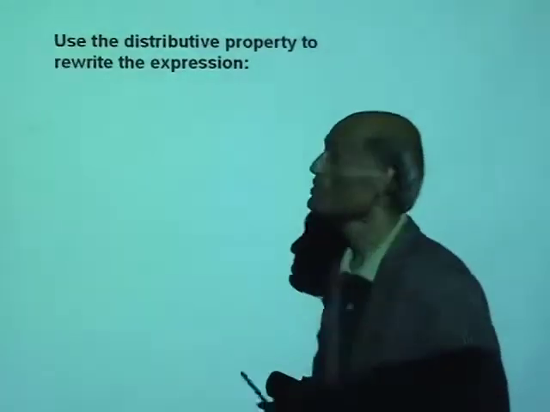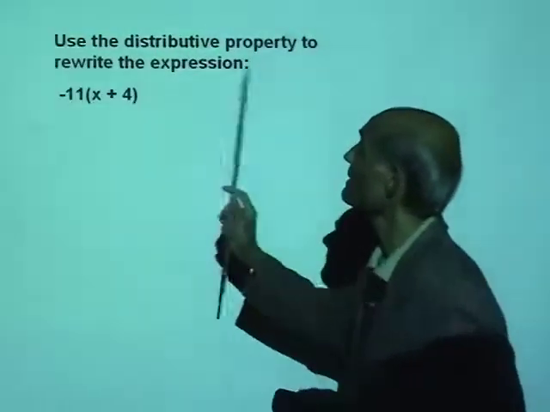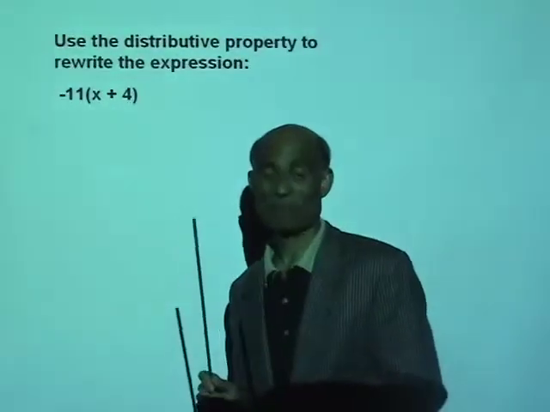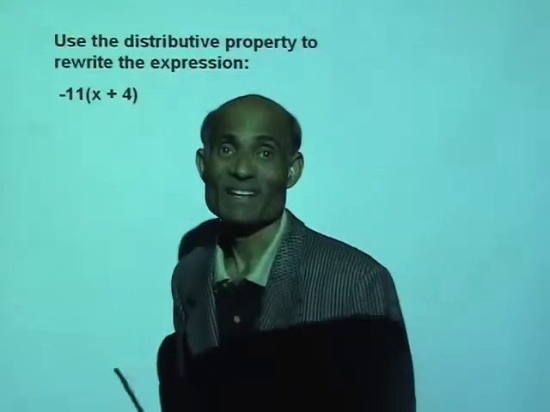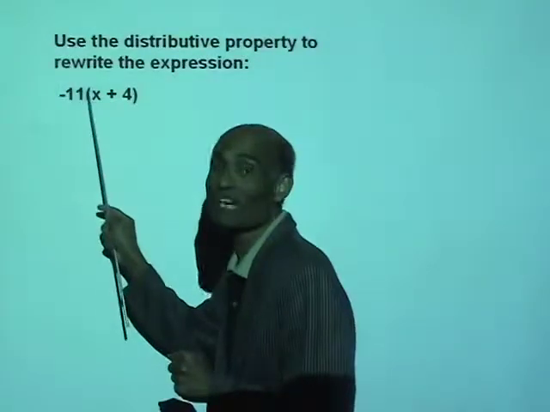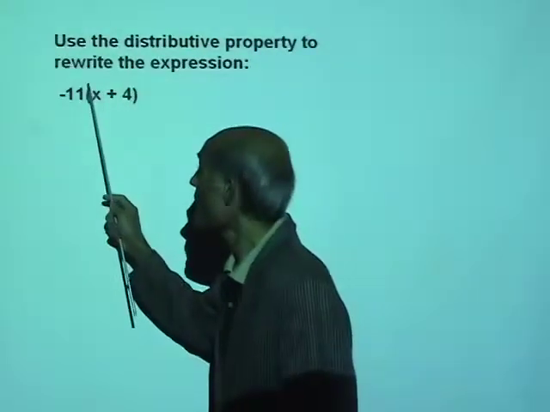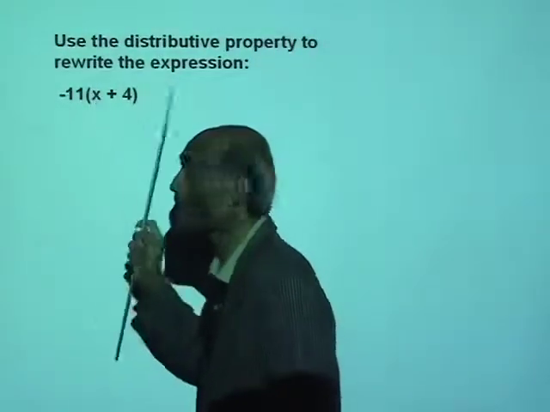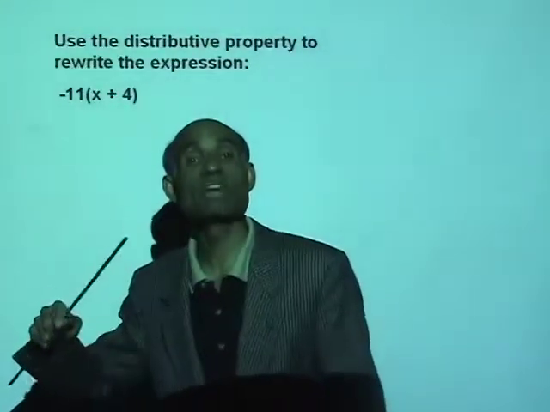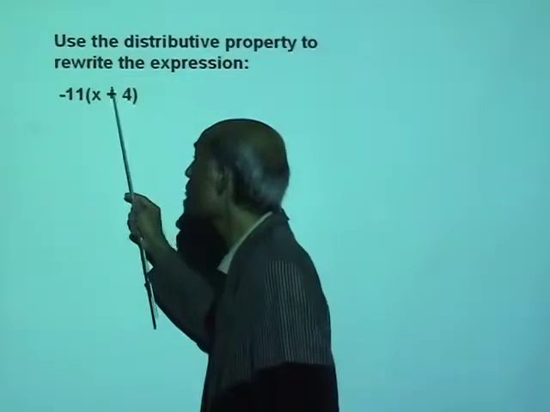Let's do another one. Use the distributive property to rewrite the expression negative 11 times x plus 4. Now, how will that be rewritten? It is going to be rewritten by distributing this negative 11 to each of the terms inside. It means you multiply negative 11 by x. What is negative 11 multiplied by x? It will be negative 11x. And then you multiply negative 11 with this positive 4.